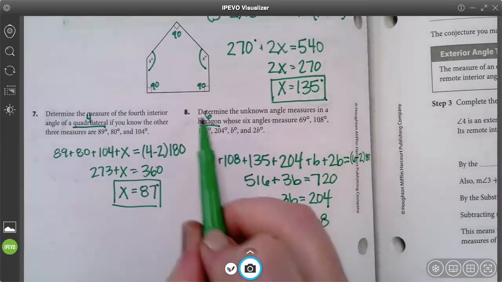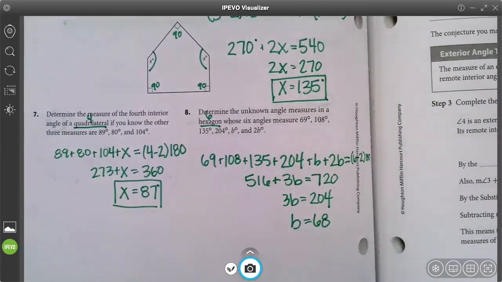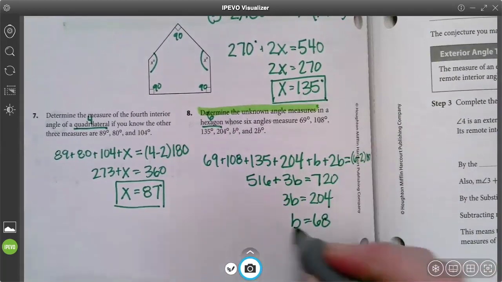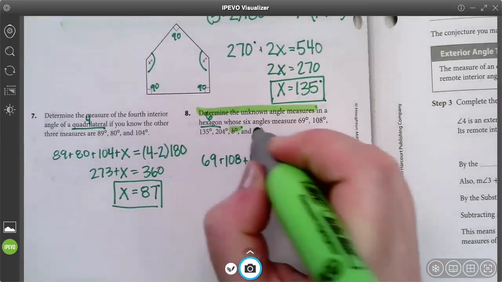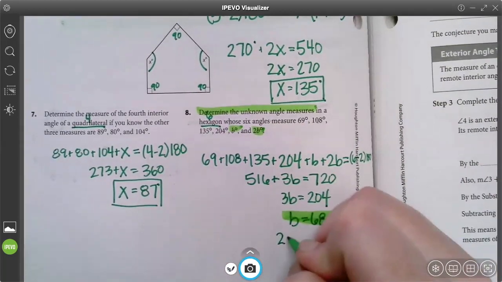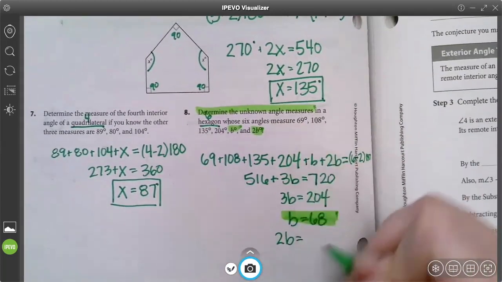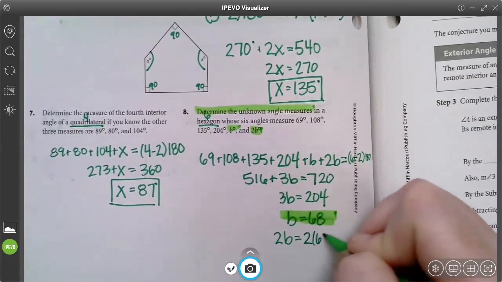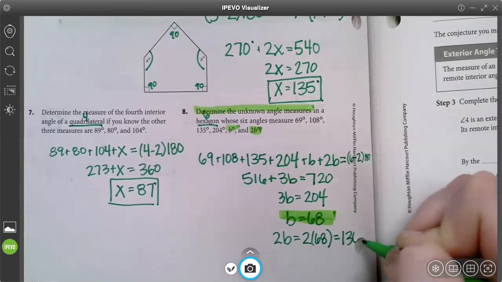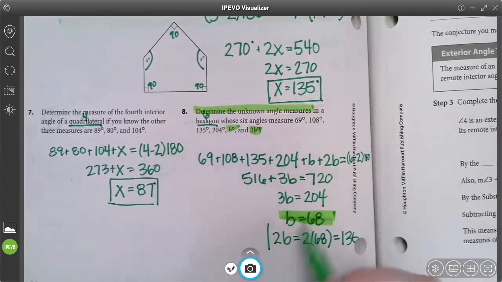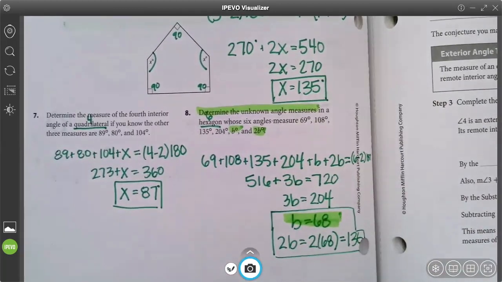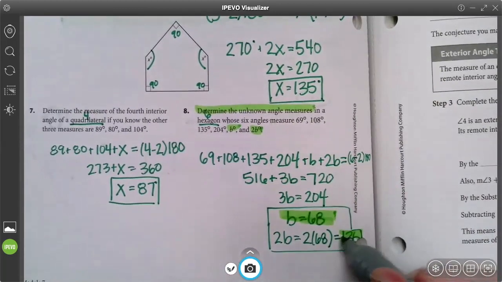Now it says determine the unknown angle measures, plural. B is one of them, but the other one is 2B. So 2B is going to be the same as 2 times 68, which is going to be 136. So now we have our entire answer, 68 degrees and 136 degrees.